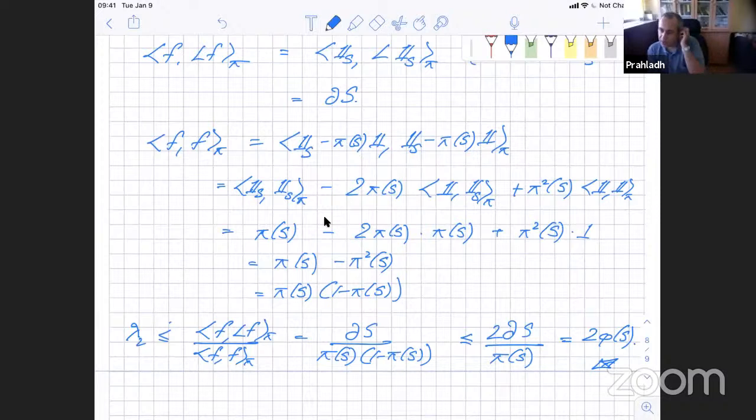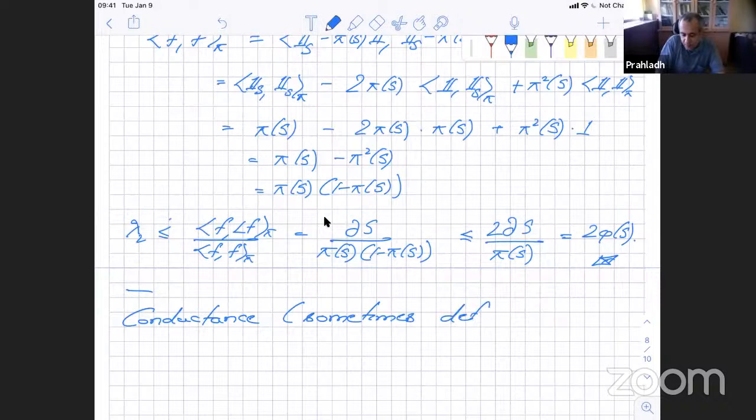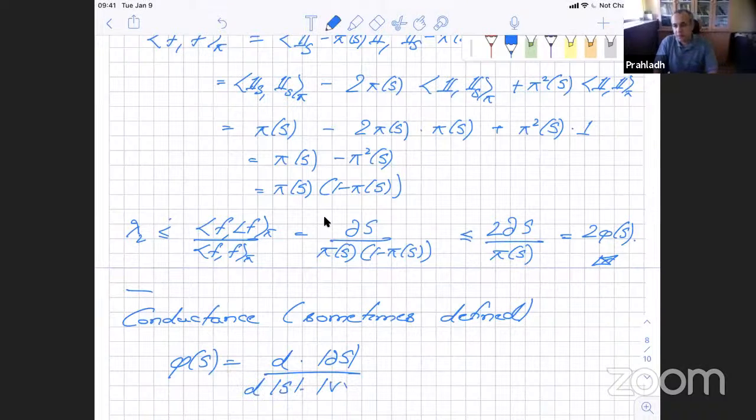In fact, because of this proof, sometimes conductance is also defined, which we will not use, as follows. I'll write it only for the regular graph case: phi of s is d times dou of s by d times size of s into size of V minus s. If you write it this way, then you would have stopped at this part of the proof.